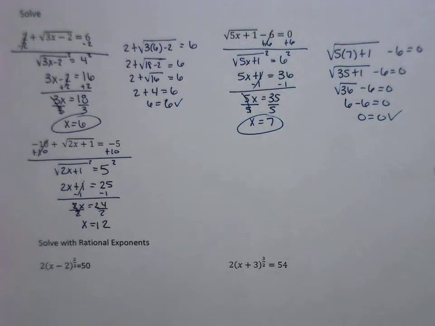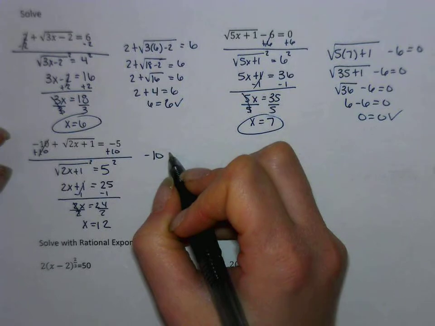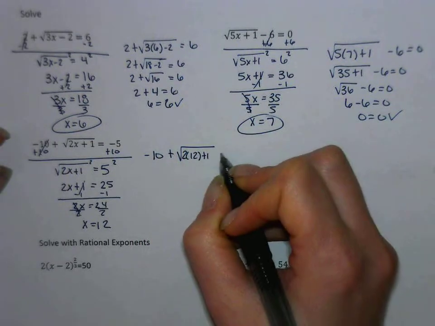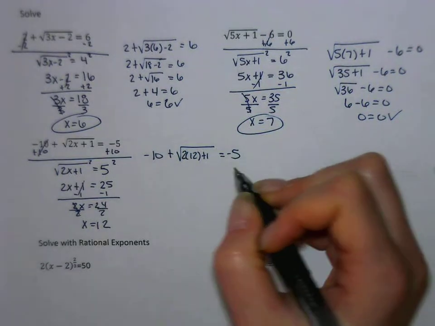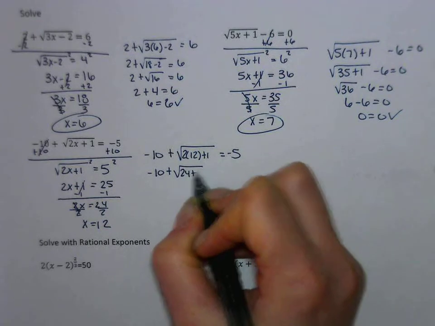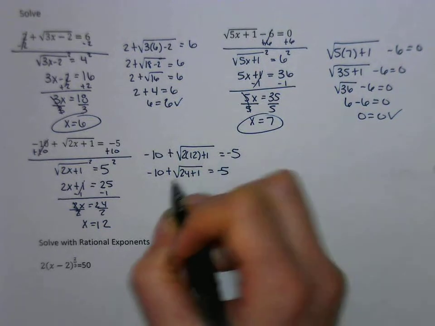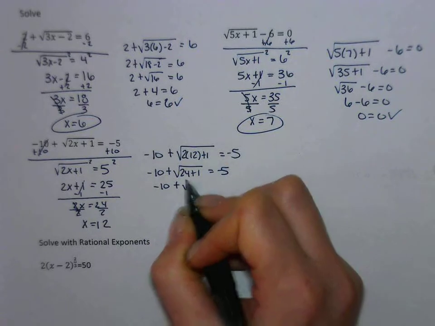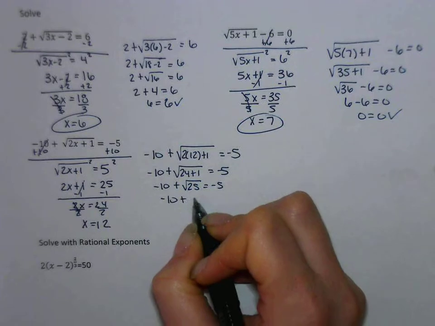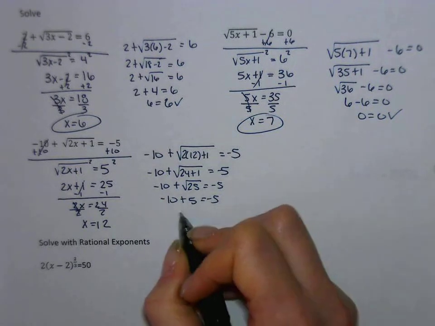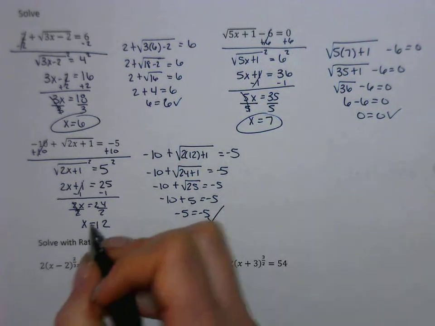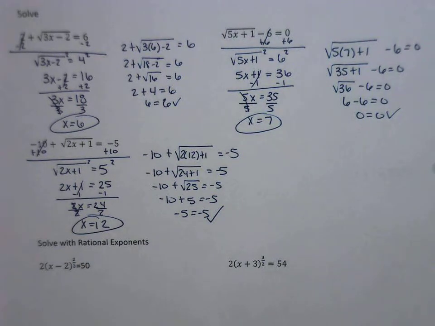So once again, let's check our work. So negative 10 plus the square root of 2 times 12 plus 1 equals negative 5. So negative 10, 2 times 12 is 24. 24 plus 1 is 25. The square root of 25 is 5. And negative 10 plus 5 is negative 5. And negative 5 does equal negative 5. So x equals 12.